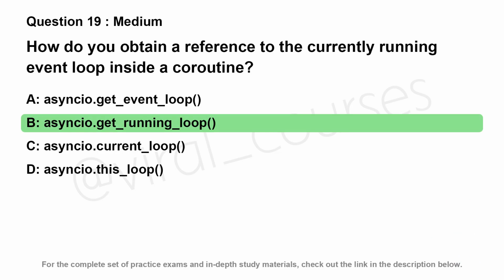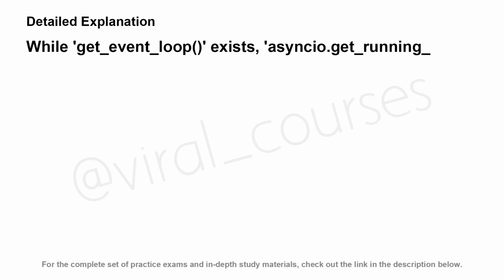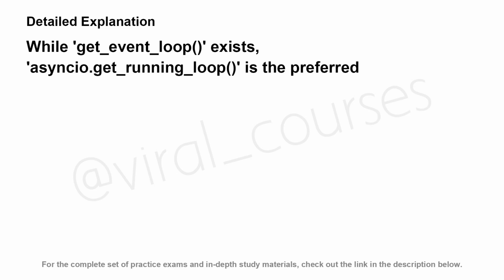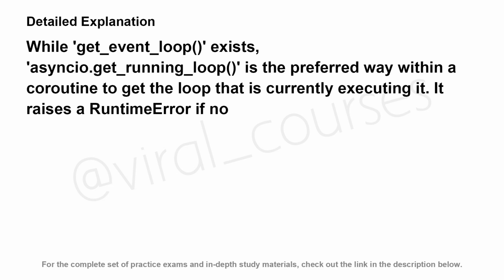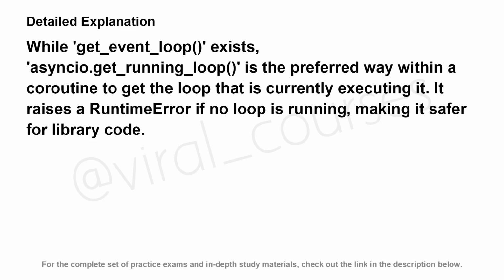The correct answer is B. While get_event_loop exists, asyncio.get_running_loop is the preferred way within a coroutine to get the loop that is currently executing it. It raises a RuntimeError if no loop is running, making it safer for library code.